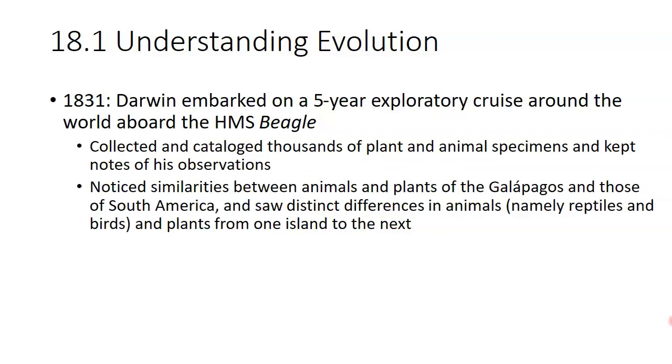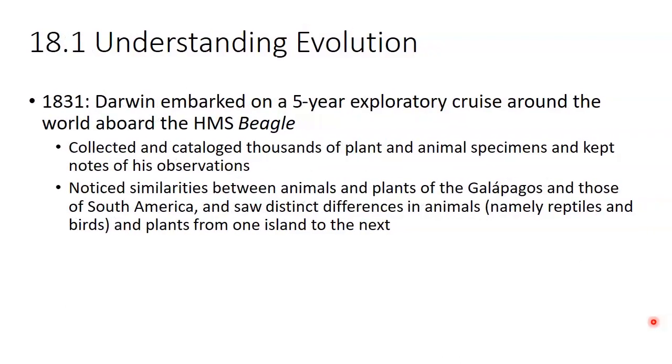Okay, so I put this in words for you just so that you have it. Again, that video hopefully provided a lot of this to you. So in 1831, Darwin got onto a ship, and that ship was a 5-year exploratory cruise. They were charting, making maps. The ship was called the HMS Beagle. And so again, he got on it. He knew he was going to be out there for 5 years.